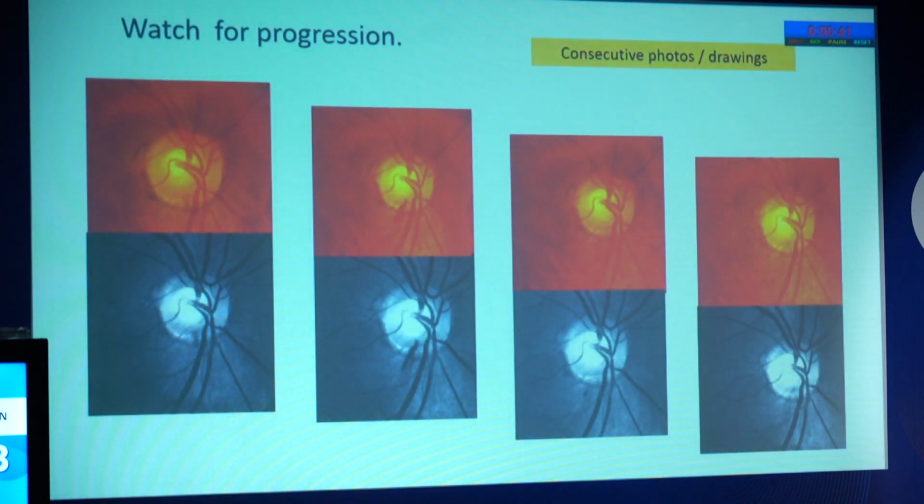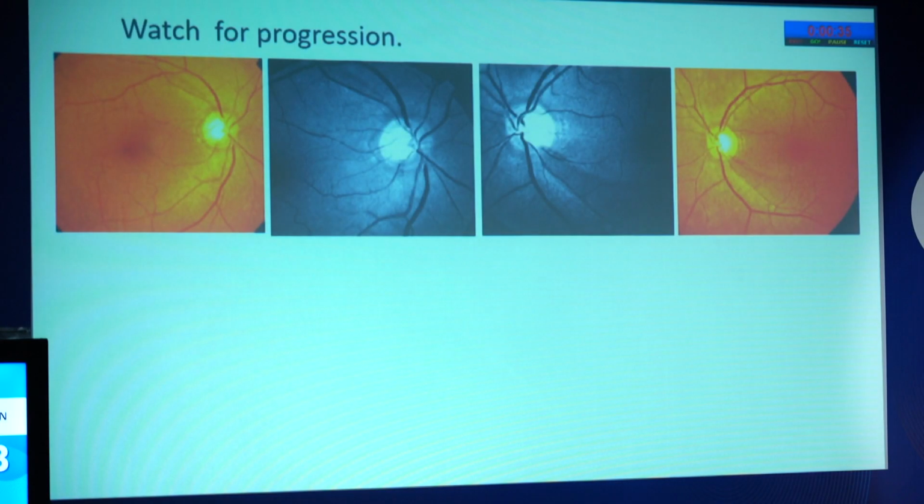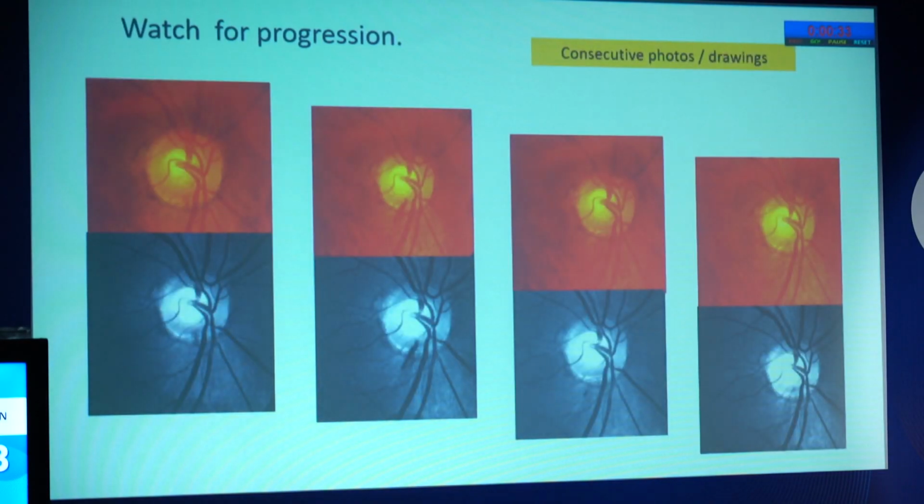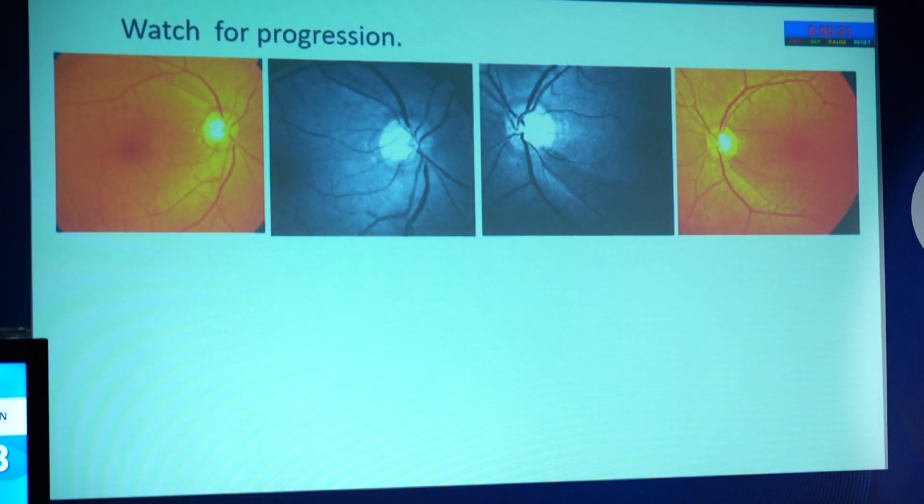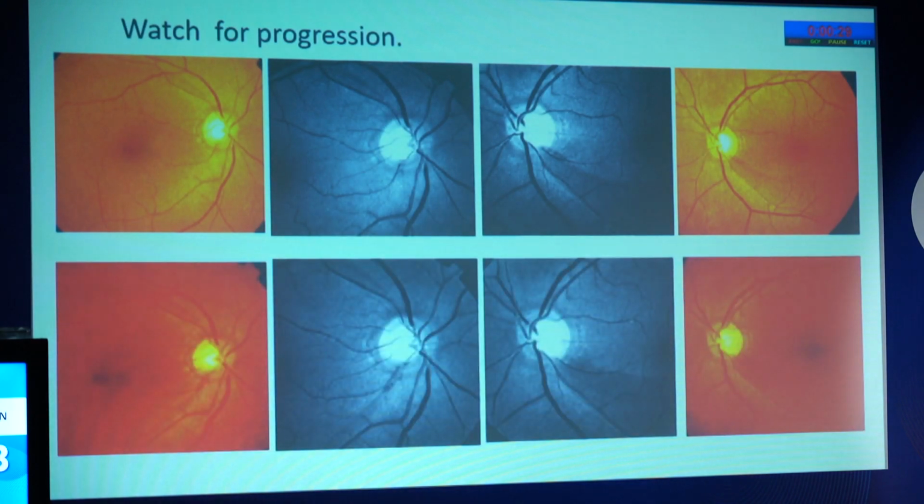Watch for progression. Watch for all the signs. If you can see, there is a splinter hemorrhage over here, which is developing into the RNFL defect. Again here, a small RNFL defect superiorly, but now there is a development of disc hemorrhage along with the inferior defect, and in the left eye also there is an RNFL defect.